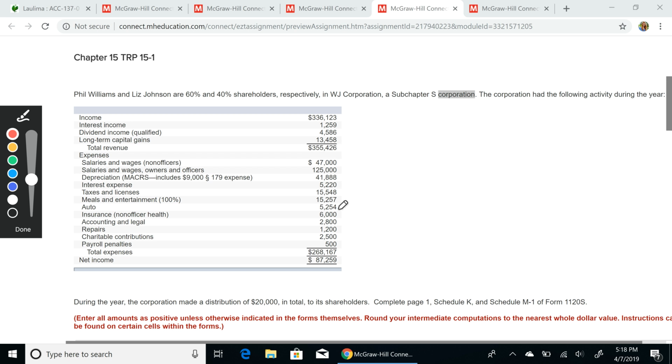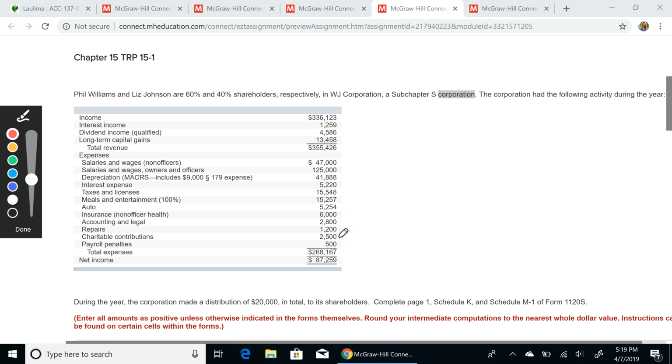This would be an auto actually owned by the company and only used for the company. Or if it is used for personal purposes, then the workers who are using it should be paying the company for their personal use. Insurance, non-officer health. So that's health insurance for the non-officer employees. Accounting and legal. So those are like professional fees. Repairs and maintenance. You recall that category in every return.